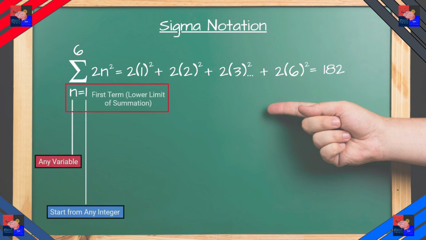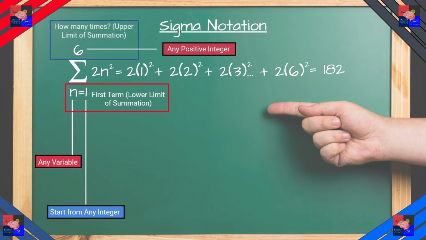Here we have n = 1. This means the starting number for n, and this is called the lower limit of summation, and on top we are writing the number of how many times we will be adding up. So this is the upper limit of summation. And we have here 2n squared. So we are going to be adding this that number of times, and we work out the addition, and that will be the answer to the sum.